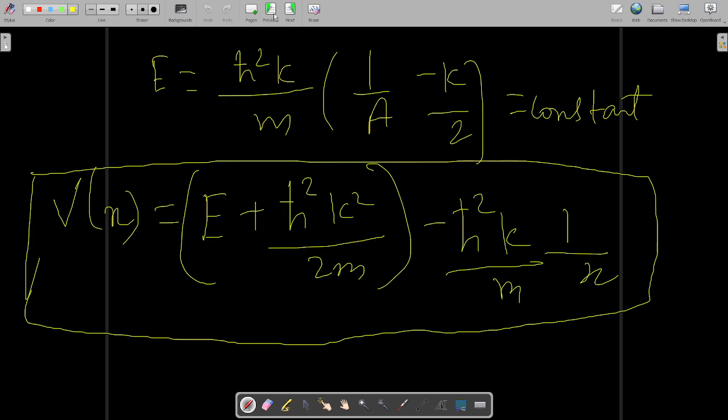Now we will draw the graph based on this. We know this very well that it is the general equation of y equal to c plus m by x. It is of this form. Let us write m prime. So when I put x equal to infinity, I will get y equal to c.